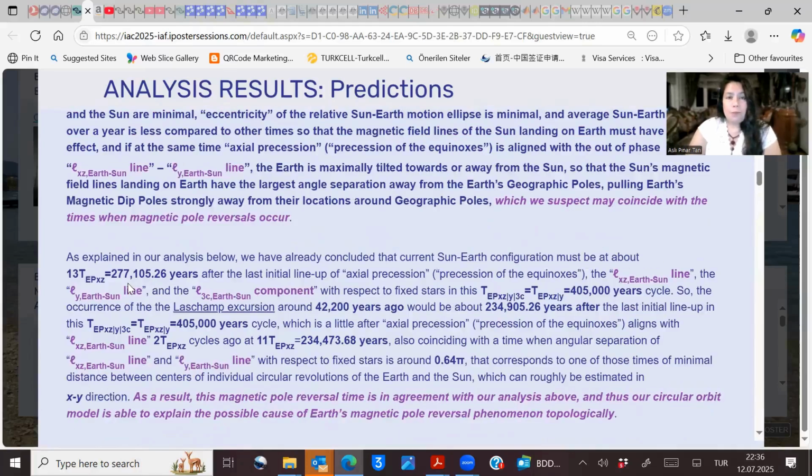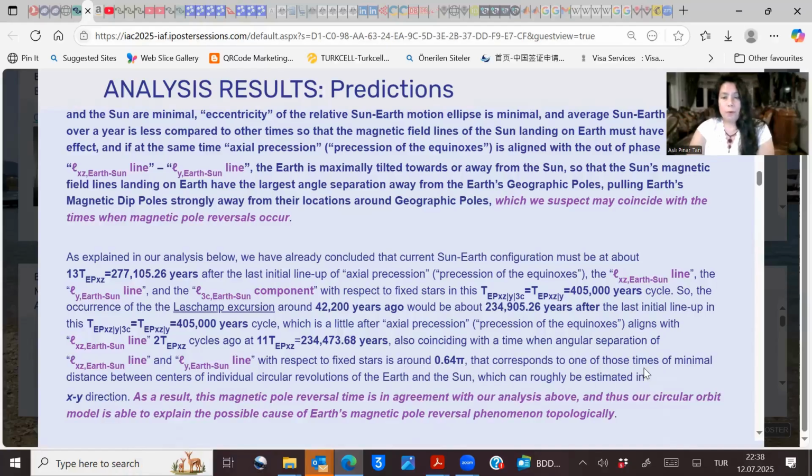As we have found that we are around the 277,000th time step in the current 405,000 cycle, the occurrence of the Lachamp excursion around 42,200 years ago would be about the 234,905th time step after the last lineup, which is a little after when axial precession aligns with the LXC line 2 cycles ago or their crossing period, also coinciding with a time when the angular separation of LXC line and LY line with respect to fixed stars is about 0.64 pi.